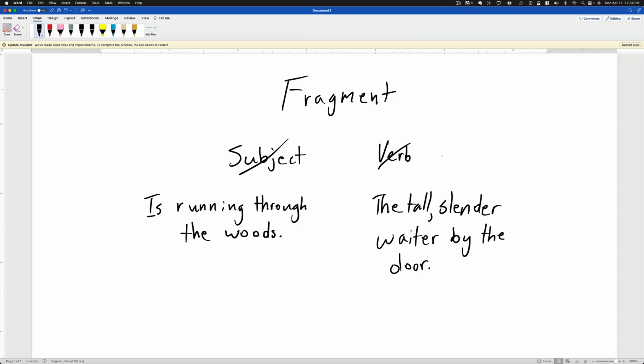Or conversely, if we're missing a verb, we might read a subject like this: The tall, slender waiter by the door. What did he or she do? We don't know. It doesn't tell us. So we either have a subject, like this example over here, or we have a verb, but we're missing the other part. So that is what a sentence fragment is.